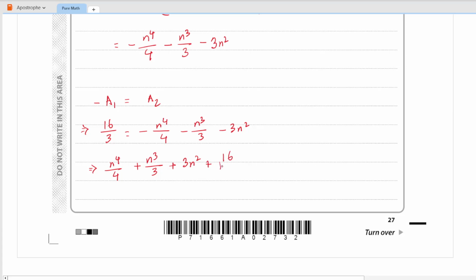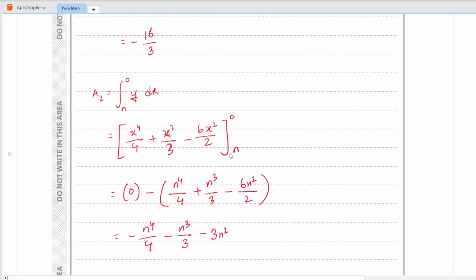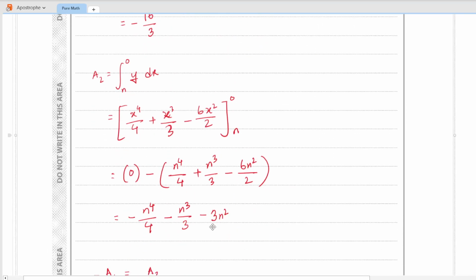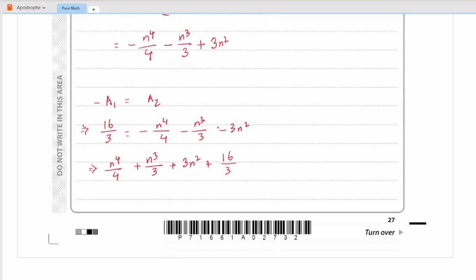I think I made another mistake. This is a positive sign, because this was a negative, negative times negative, this is positive, my bad. So similarly, this is a positive sign and this is a negative sign.